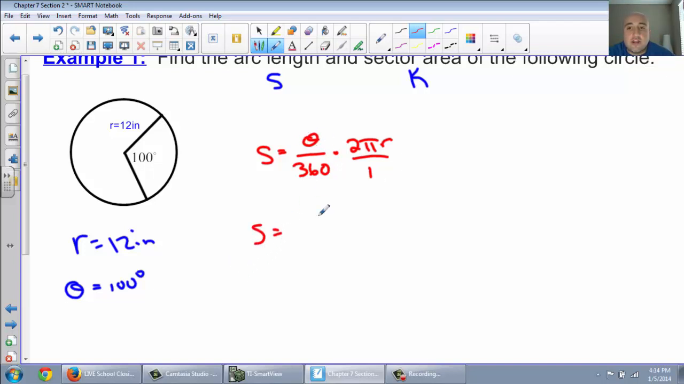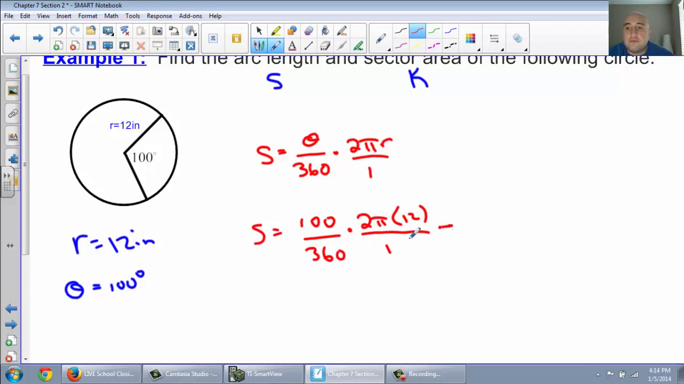So S equals, what's theta? 100 over 360 times 2 times pi times r. What's r? R is 12 times 12 divided by 1. Okay, and then let's cancel what we can cancel. If there's nothing we can cancel, then we'll move on. But there should be some things that we can cancel out first.